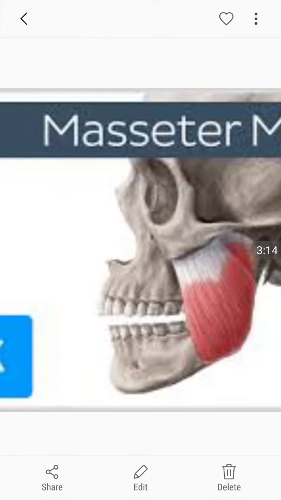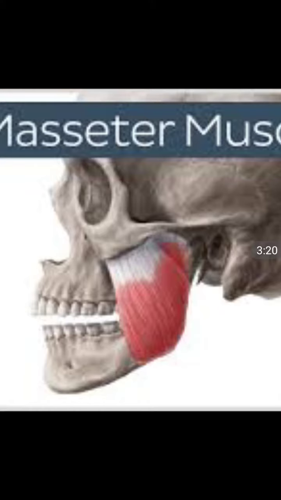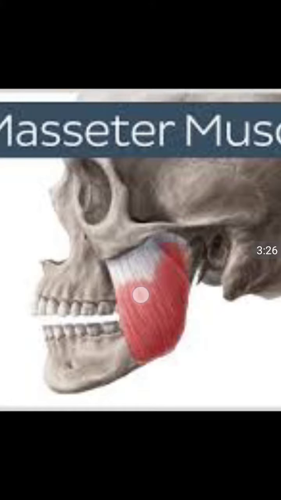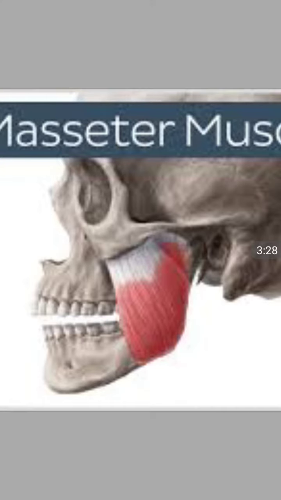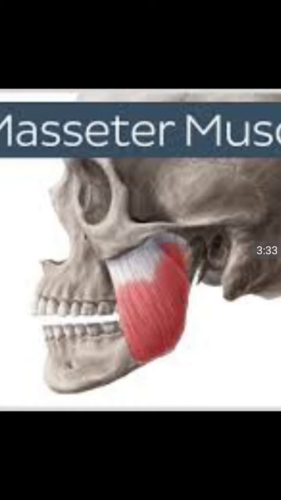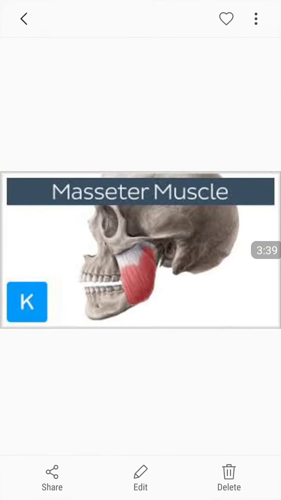So when vertical fibers contract, they raise the mandible, elevate the mandible, and when these oblique fibers contract, look at the direction of the fiber, this red fleshy part would decrease its length. As a result, the mandible would be protruded. So they elevate the mandible and protrude the mandible.